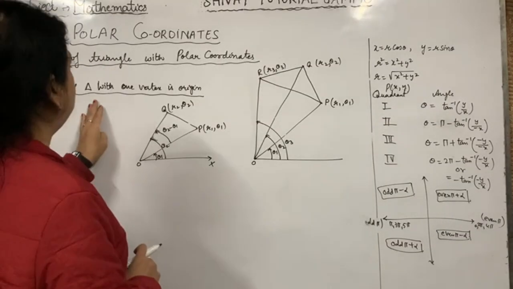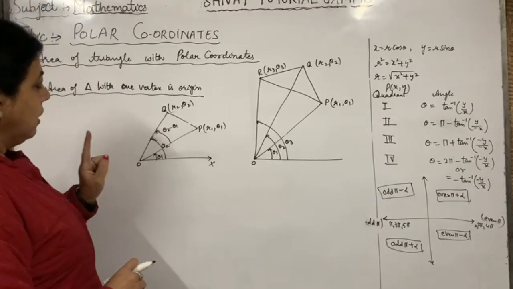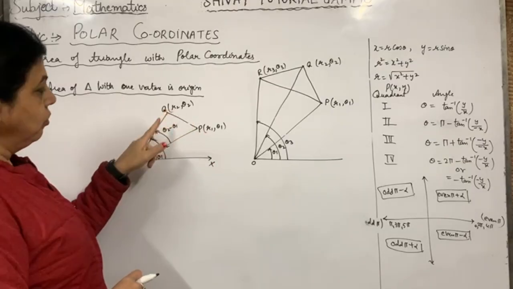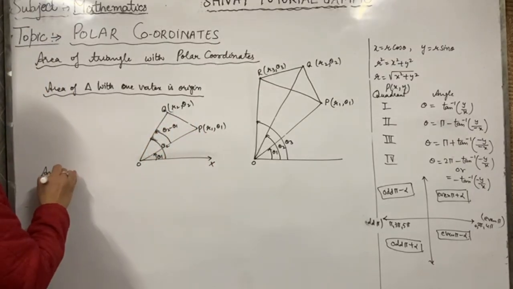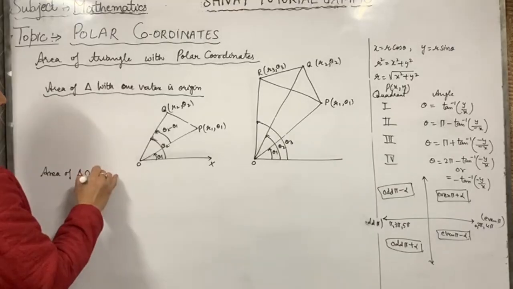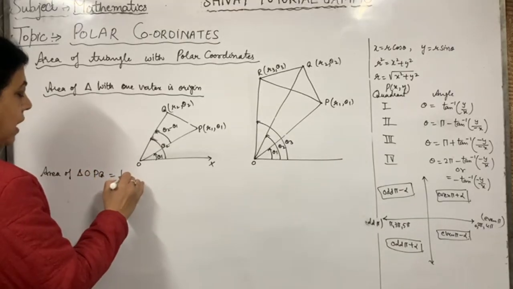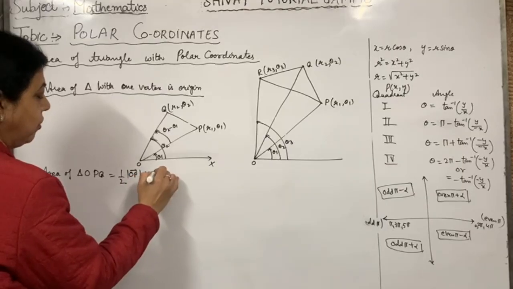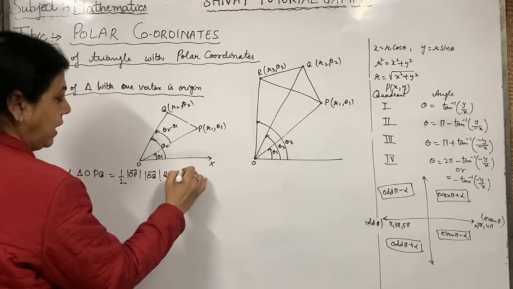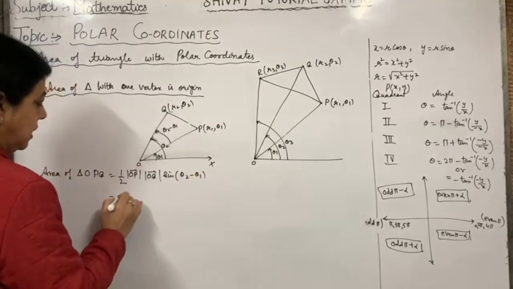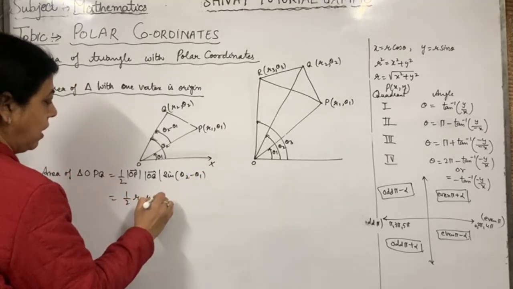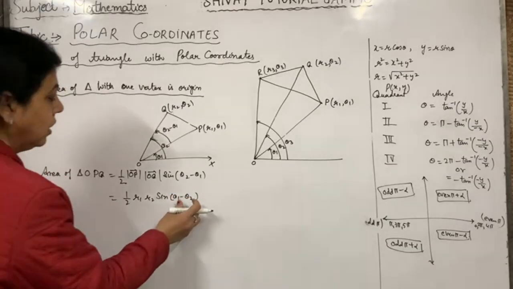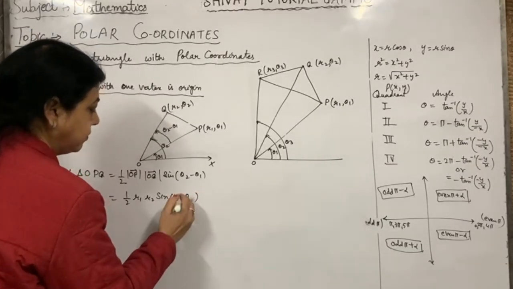Next, the area of a triangle with one vertex at the origin. One vertex is the origin, and the other two points are r1 theta 1 and r2 theta 2. The area of triangle OPQ will be half times the magnitude of vector OP, the magnitude of vector OQ, and the sine of the angle between the two lines. This is half r1 r2 sine of theta 2 minus theta 1.